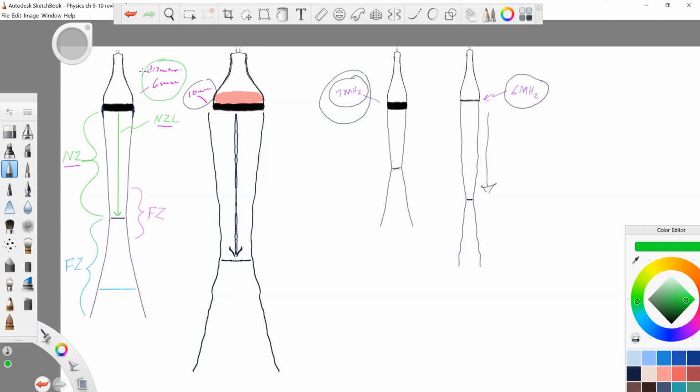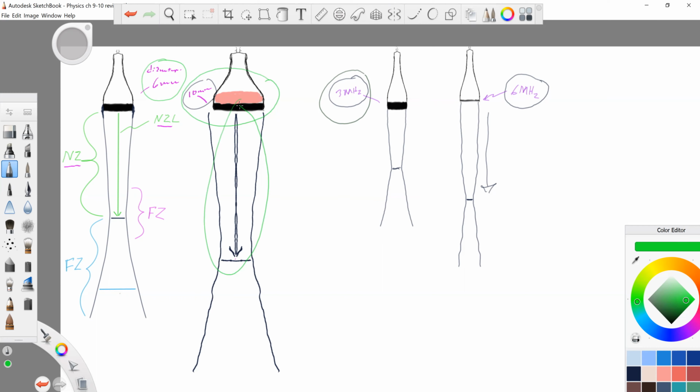True or false, active element diameter and near zone length are directly related. Okay, well, yes, so the answer is yes, but look, when we say directly related, that means larger diameter, larger focus. So those are directly related.